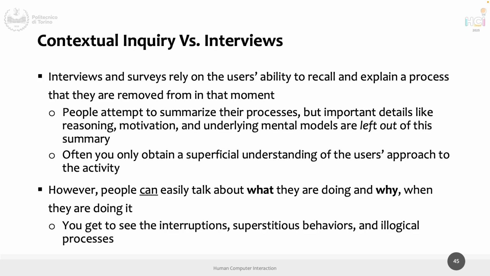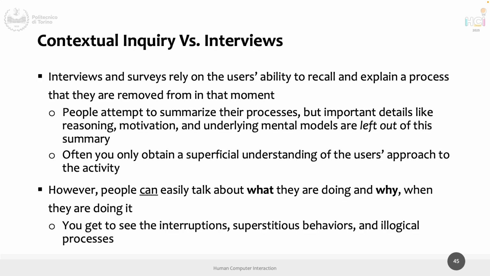Since it's a mix of them, you can reuse the same things we covered for observation and the same things we covered about interviews. So also here, you have to avoid leading questions. There is nothing new in that perspective. But of course, there are differences between contextual inquiry and interviews, and contextual inquiry and observation.